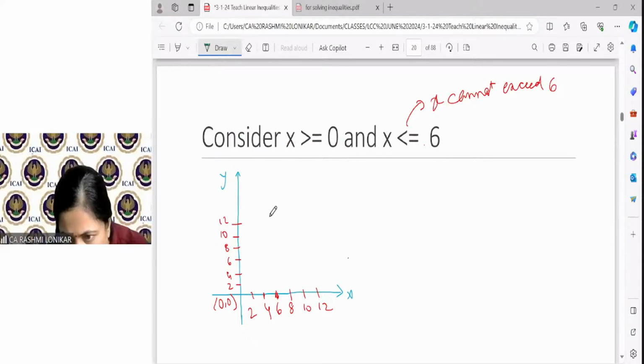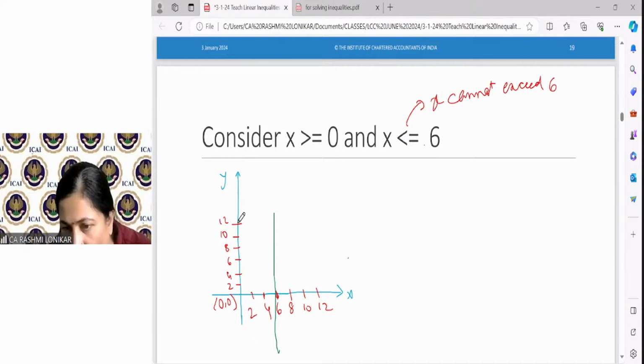This is not a straight line, so let me put a straight line. So what is going to happen? All these are satisfying x is greater than 0 and x is less than 6. So this is satisfying these two conditions. Now let us see the condition on y: y is greater than or equal to 0 and y is less than or equal to 7.